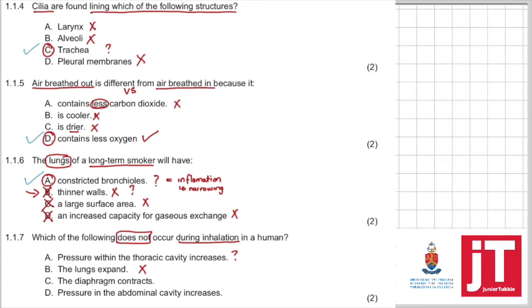Okay, so let's see. Option C. The diaphragm contracts. Well, during inhalation, it does happen. Pressure in the abdominal cavity increases. Well, during inhalation, it does happen because of the diaphragm pulling down into the abdominal cavity. Remember, we're not talking about the thoracic cavity there. We're talking about the abdominal cavity, which means we're probably looking at option A. So the pressure within the thoracic cavity increases. No, it doesn't. It decreases. So definitely here we're looking at option A.